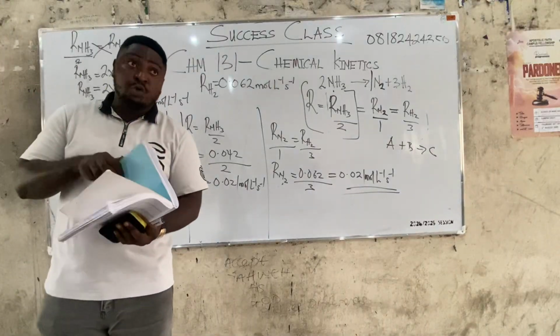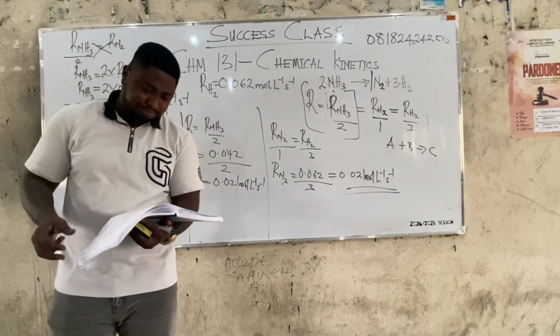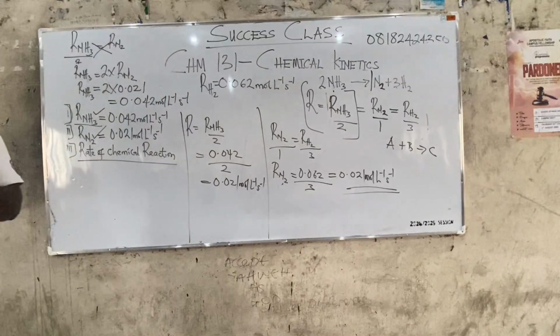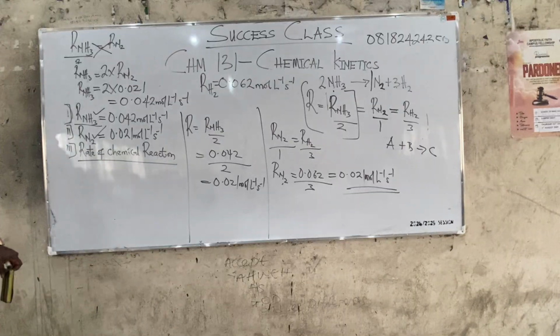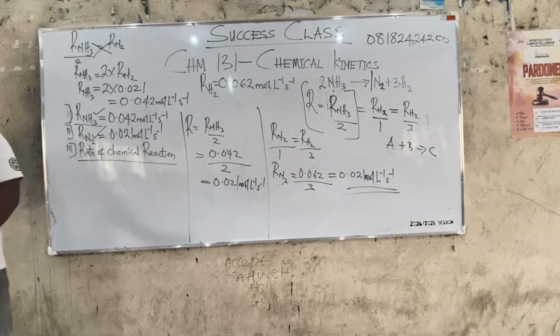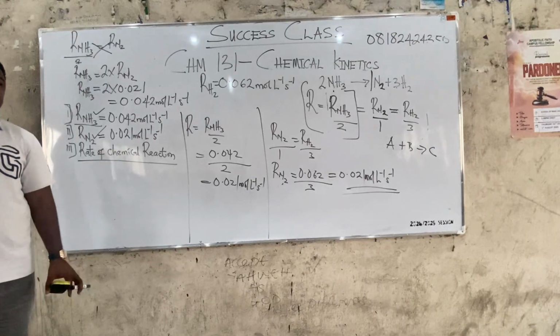Let's now go to rate equation. Write down rate equation. I shift a bit. Rate equation or rate law. But don't worry, you need to write understandably. Rate equation or rate law. For those not writing, write down rate equation or rate law.